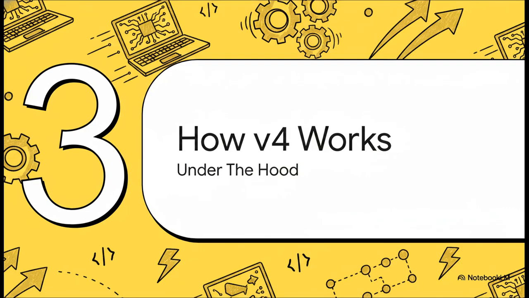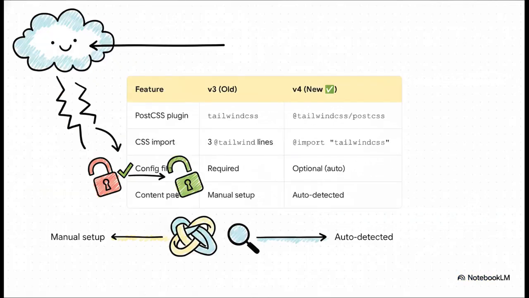So, that was incredibly fast, right? But why was it so simple? Let's take a quick peek under the hood to really understand the key improvements in Tailwind v4 that make all this possible. This table really highlights the biggest simplifications. We've gone from managing multiple dependencies down to a single PostCSS plugin. The CSS file is now just one standard import line, but honestly, the 2 biggest game changers are at the bottom. The config file is now optional, and it auto-detects your content paths. This just eliminates entire chunks of setup work.